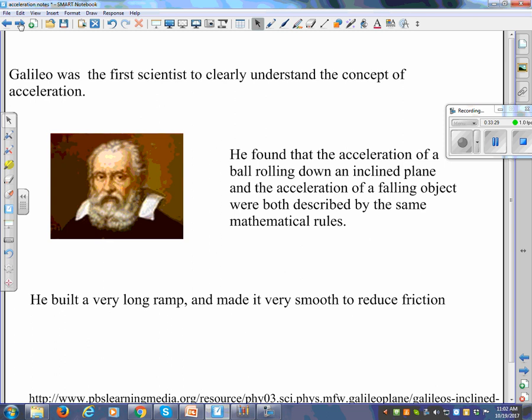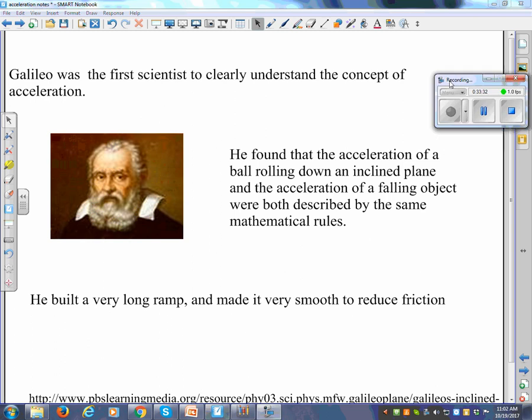Okay, I got a video for you right away. We're running out of gas here and time. So this dude here, Galileo, you probably heard of him. He was the first scientist to clearly understand the concept of acceleration. He did some major league experiments. We're going to try one. You're going to get a better appreciation for the challenges that he faced. Galileo found that the acceleration of a ball rolling down an inclined plane and the acceleration of a falling object were both described by the same mathematical rules. So he built a very long ramp, made it very smooth to reduce friction.